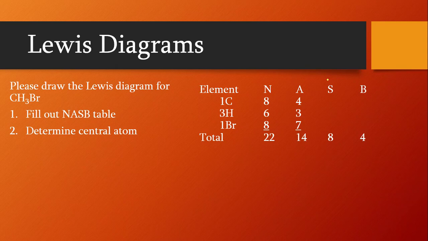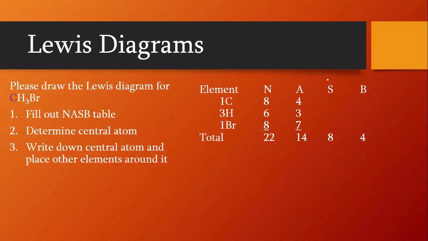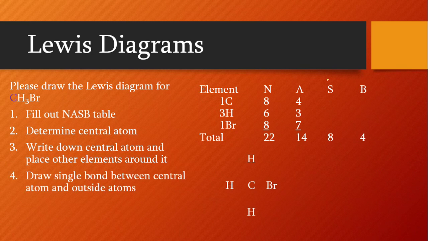Determine the central atom. Well, bromomethane has a carbon. So the carbon is the central atom. So now we're going to write down the central atom and place the other elements around it. And as long as you have 3 hydrogens and 1 bromine, any setup is fine. We're going to draw the single bonds between the central atom and the outside atoms. Each bond has 2 electrons, so we're going to take away 2. We have 6 electrons to place.